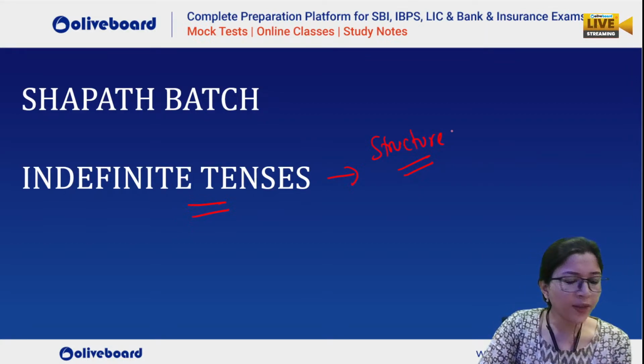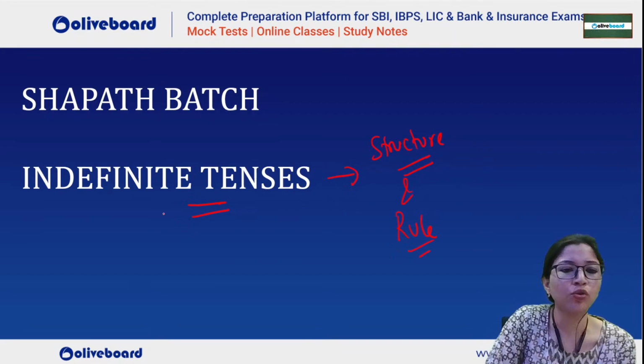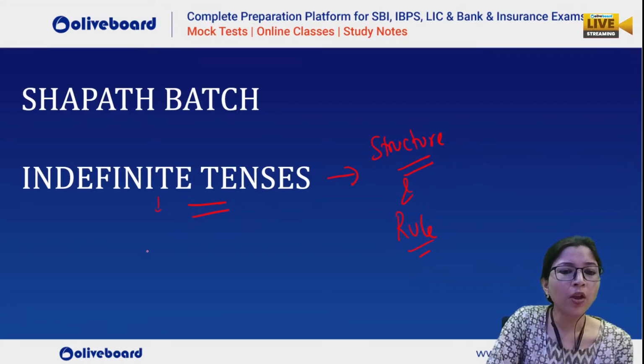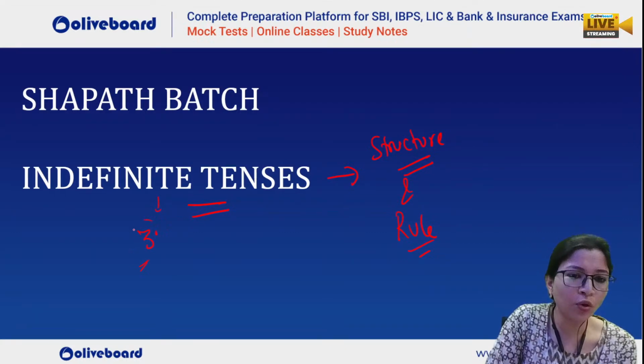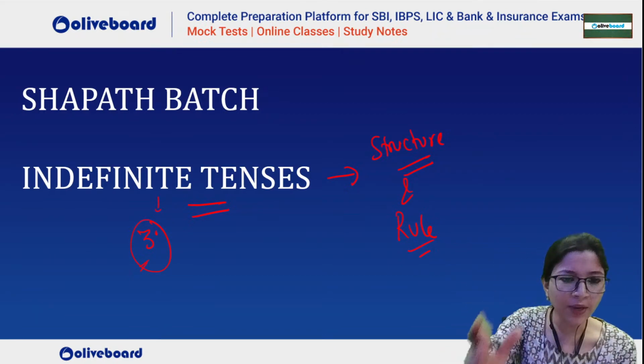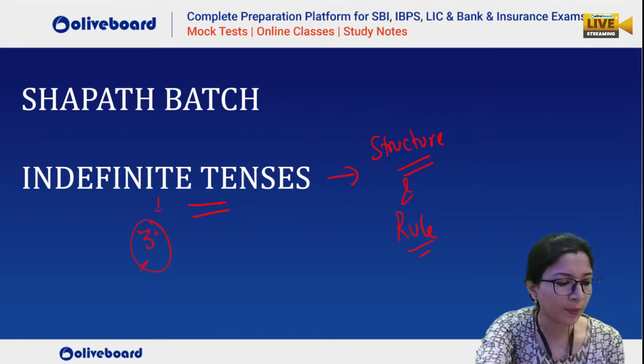Okay. So indefinite tenses means structure and rules related to each indefinite tense. So you know how many indefinite tenses are there? Three: present, past, and future. Okay. So three indefinite tenses we have. So of course we have to focus. Those who have their CGL examination, they have to be very very attentive here. उनको तो यहाँ पे और ज़्यादा समझना पड़ेगा, ठीक है? Because recently you have examination.